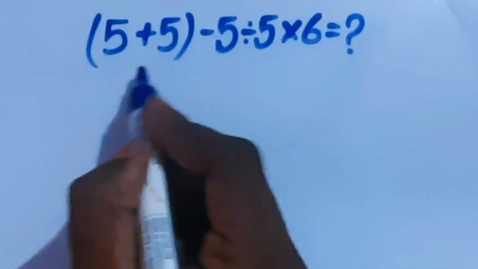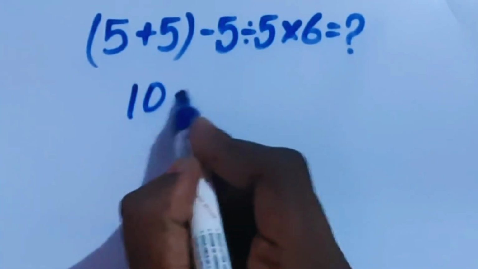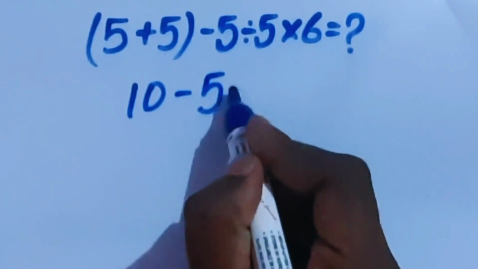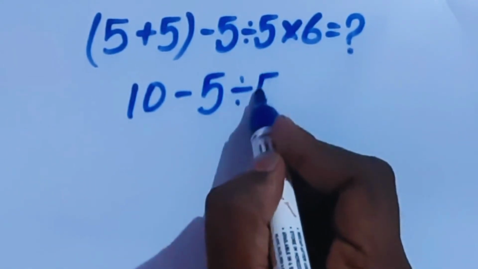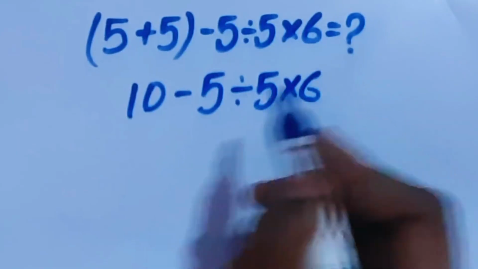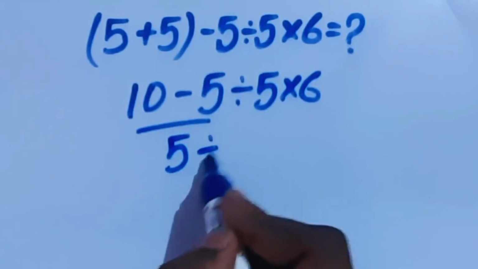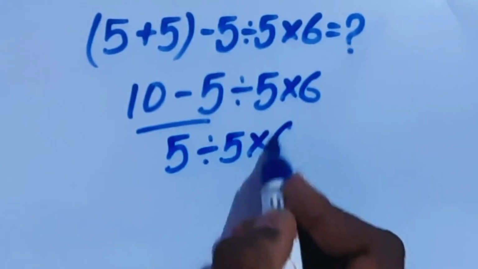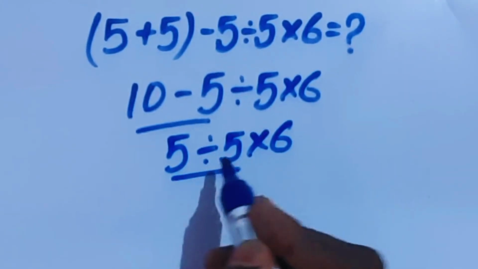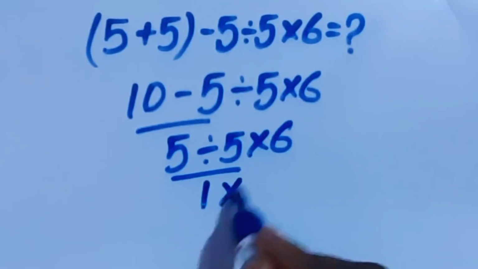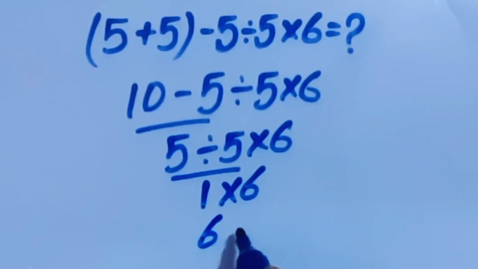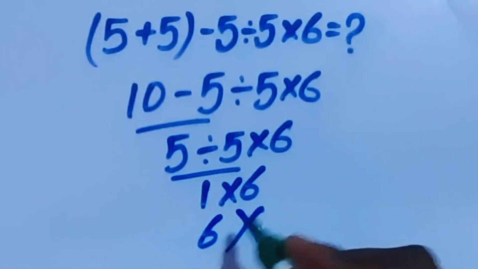Hi guys, here (5 + 5) is 10, minus this 5 divided by this 5 times 6. Now here 10 minus 5 is 5, divided by 5 times 6. This is 5 divided by 5 is 1, times 6 is 6. As per the order of operations, this 6 is the wrong answer.